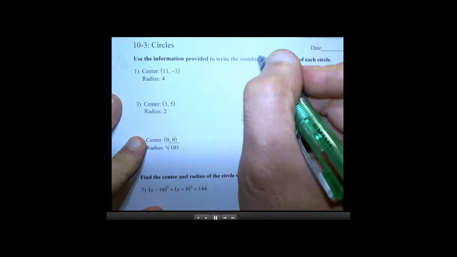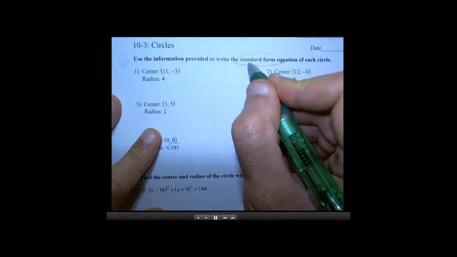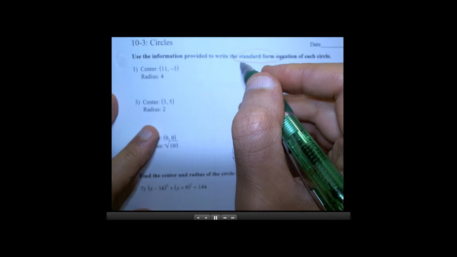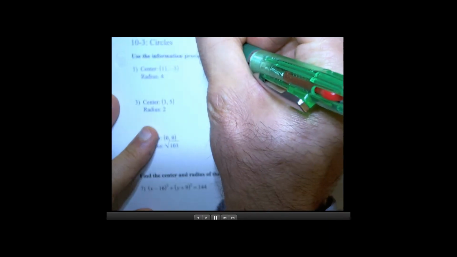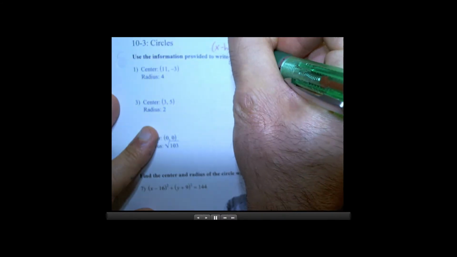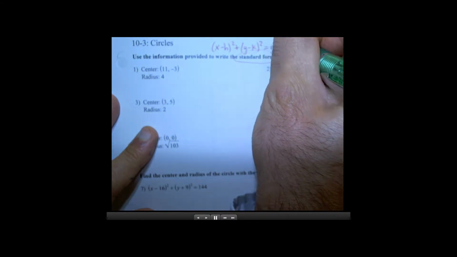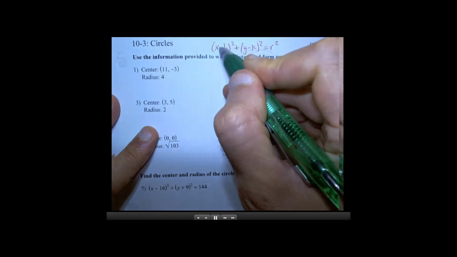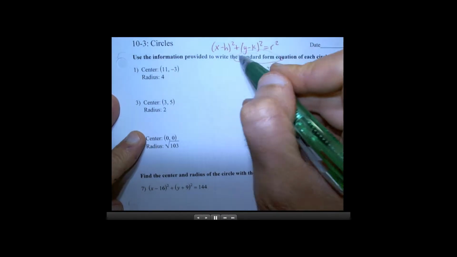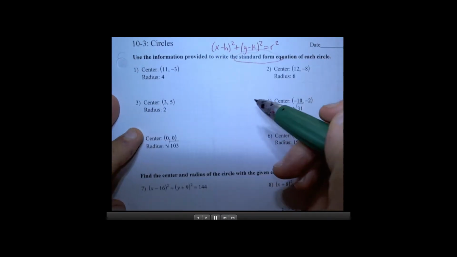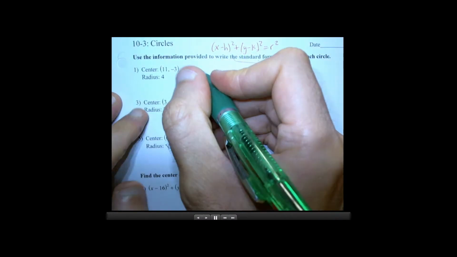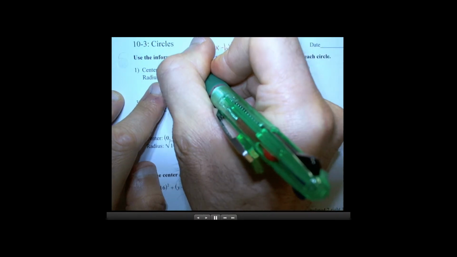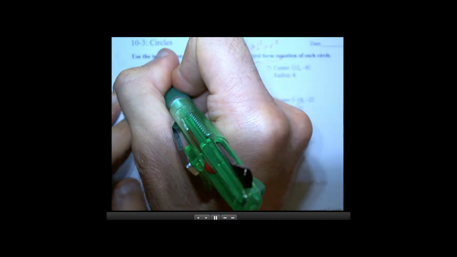So we want to write the standard form equation of this circle. Remember, our standard form looks like this: (x - h)^2 + (y - k)^2 = r^2. If you don't like that, you can divide everything by r^2, but let's just stick with this for now. Basically we just plug it in here. Here's our h and k, that's the center, and here's our r.